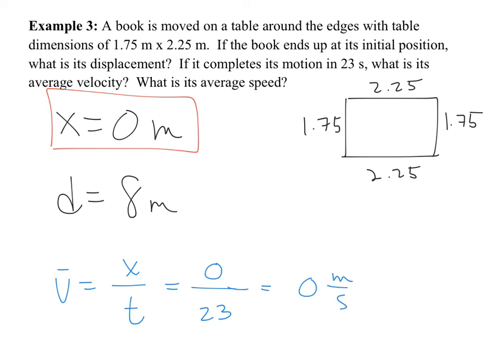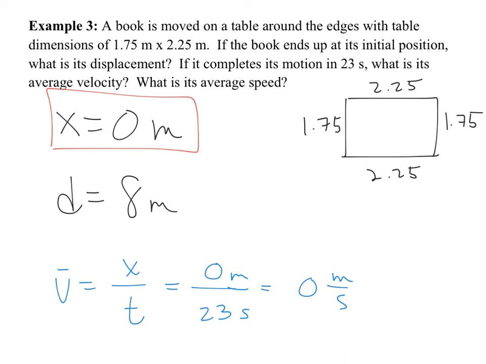A bit counterintuitive, right? You wouldn't think that your average velocity was 0. If you ever take a round trip somewhere, technically speaking, your average velocity for that whole time period would be 0. If you go on the railroad, go all the way out east, come all the way back to Penn Station, your average velocity for that trip was 0 miles per hour. But your average speed was definitely not 0.